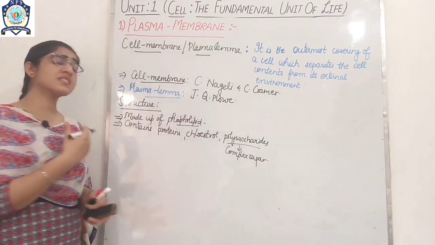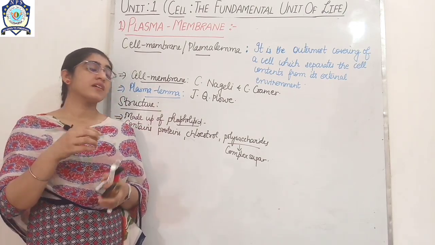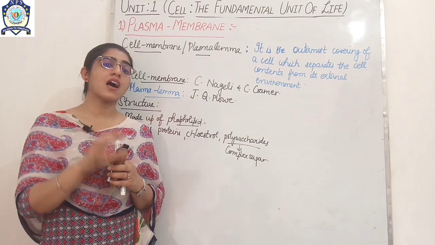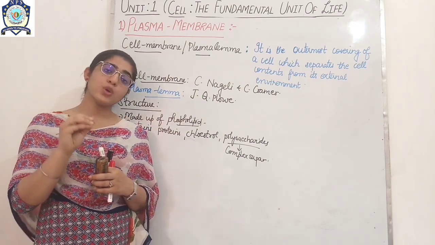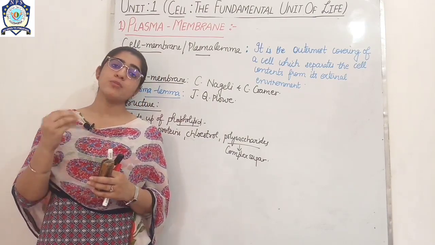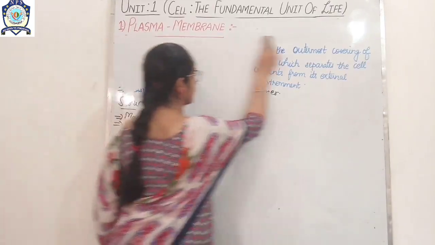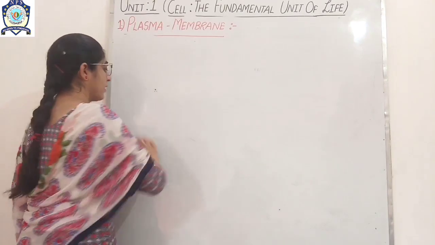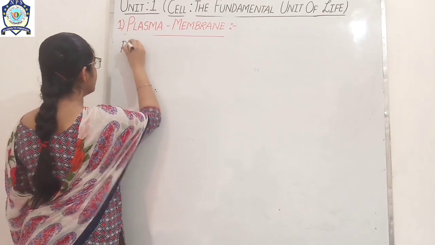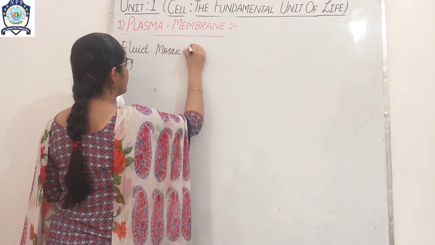So the structure of this plasma membrane can be explained best by the recent model which is nowadays known as the fluid mosaic model. So let's start with the concept of the fluid mosaic model.